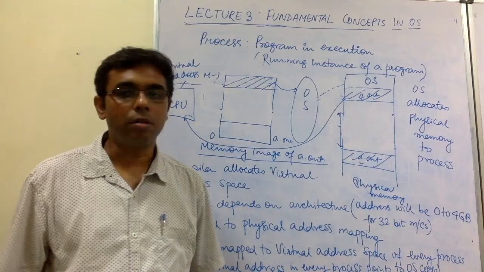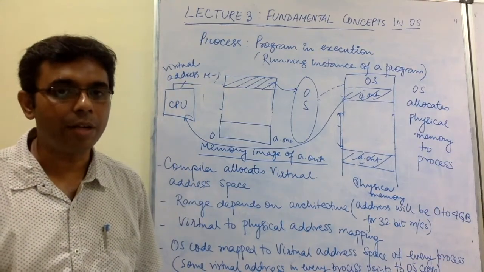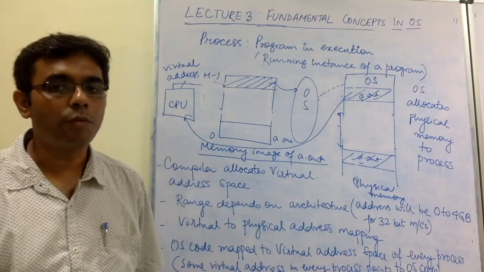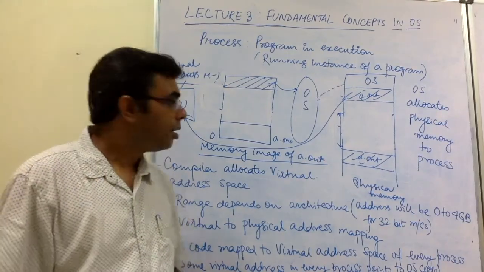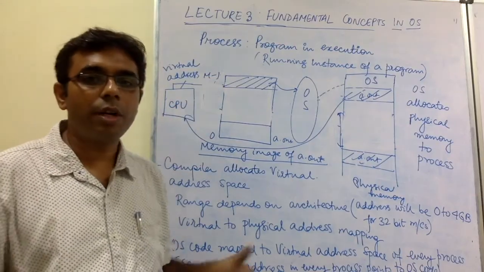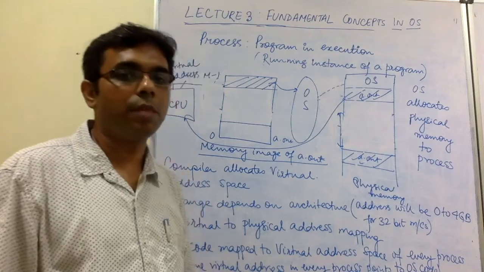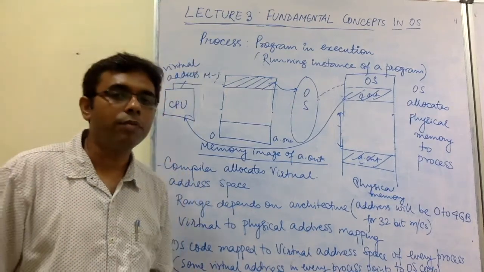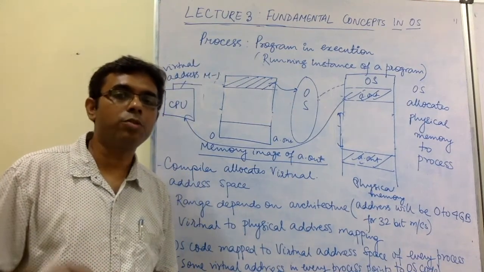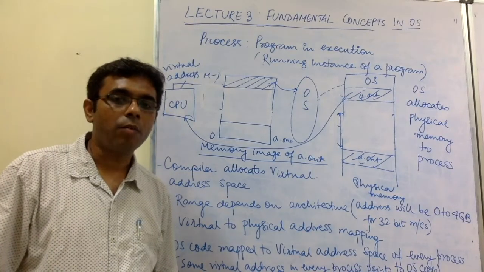So if it is a 32-bit machine, the amount of addresses that can be allocated is at max 4 GB. Then the next thing that we discussed is this virtual address range, the virtual address space that is allocated to this particular process. Some part of that actually points to the OS code. Okay, and why is that?